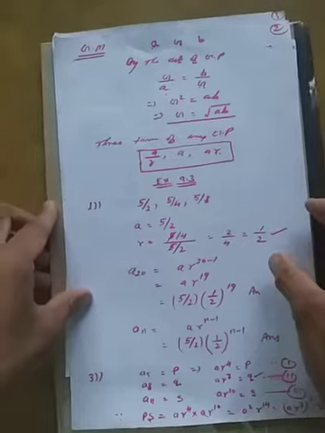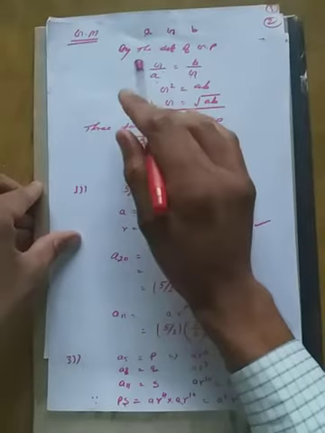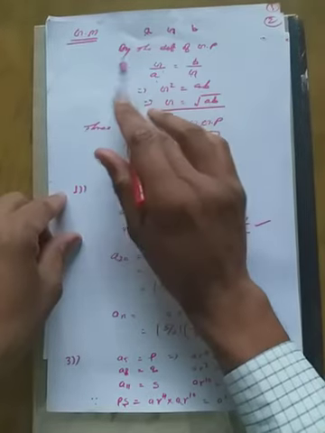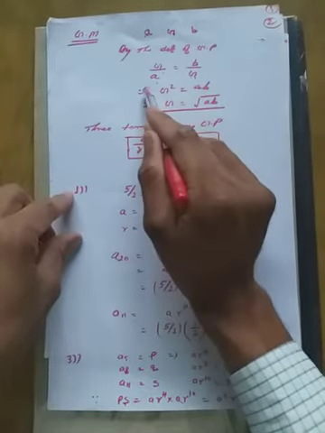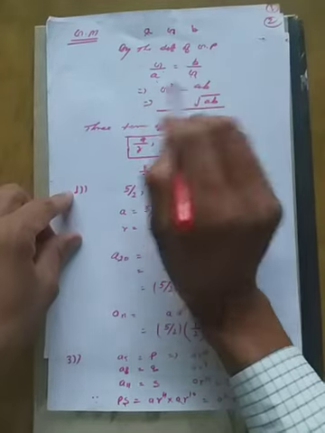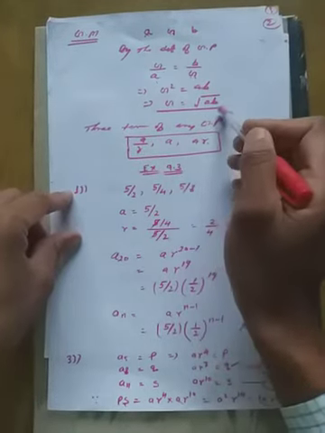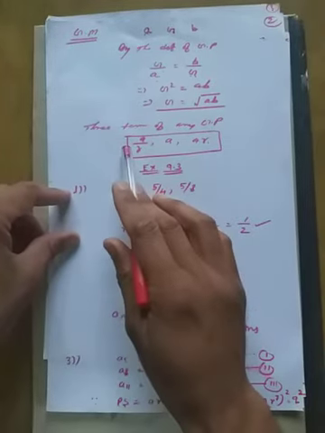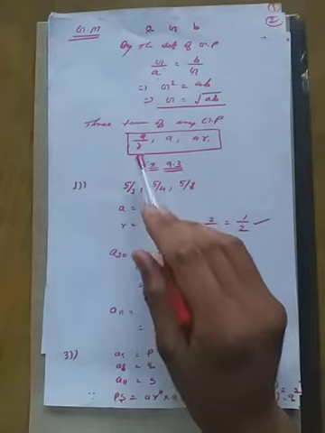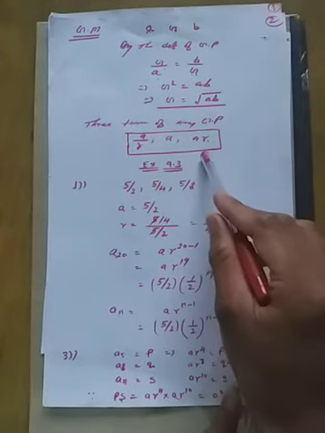Okay. Now geometric mean. Let G be the geometric mean between A and B. Therefore, by the definition of GP, G upon A, any term upon its previous term, equal to B upon G, so G square equal to AB, and G equal to root AB. Okay, three terms of GP are given by A upon R, A, AR.